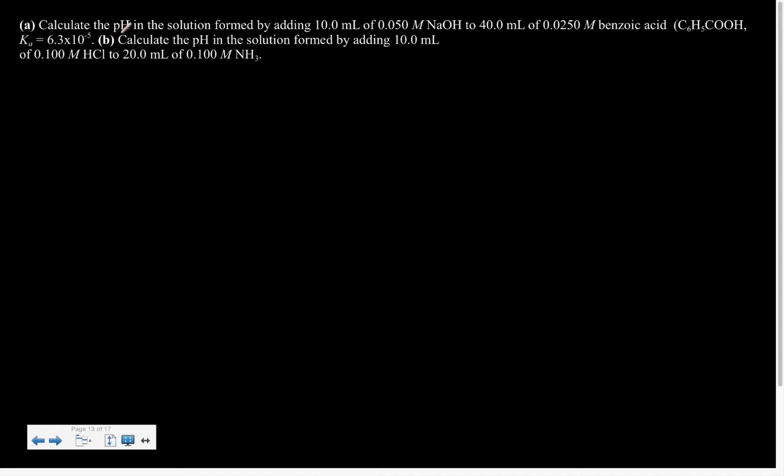So here it says let's calculate the pH in the solution formed by adding 10 mL of this to 40 mL of that. It doesn't say that it's a titration, right? But we are adding some strong species to a weak species, so it's the essence of a titration. Let's go ahead and write our reaction.